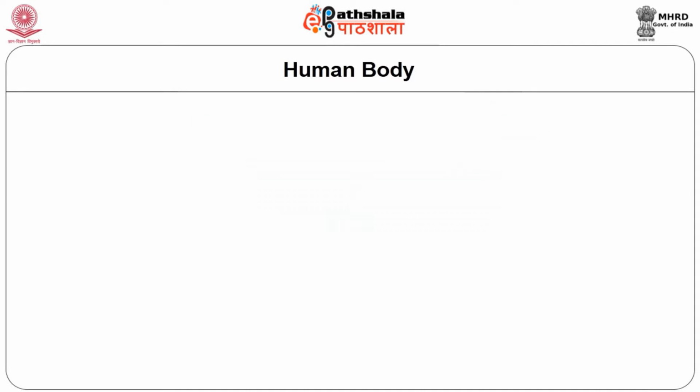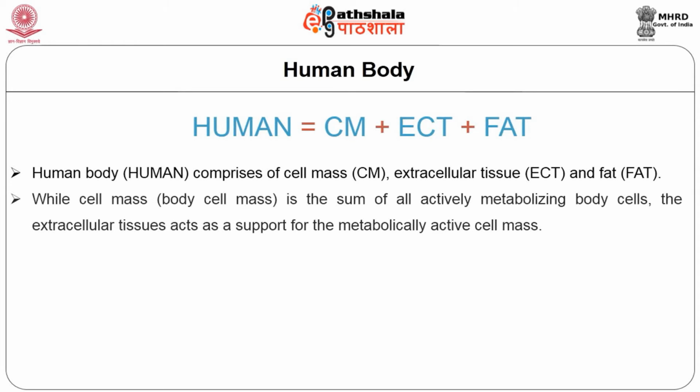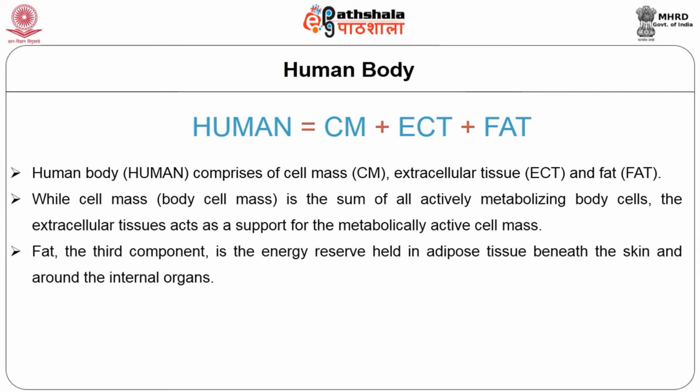Let us see this equation. Human is equal to CM plus ECT plus fat. In this expression, human comprises of cell mass, which is CM, extracellular tissue, which is ECT, and fat, which is FAT. While cell mass is a sum of actively mobilizing body cells, the extracellular tissue acts as a support for the metabolically active cell mass. And fat, the third component, is the energy reserve held in the adipose tissue beneath the skin and around the vital organs.